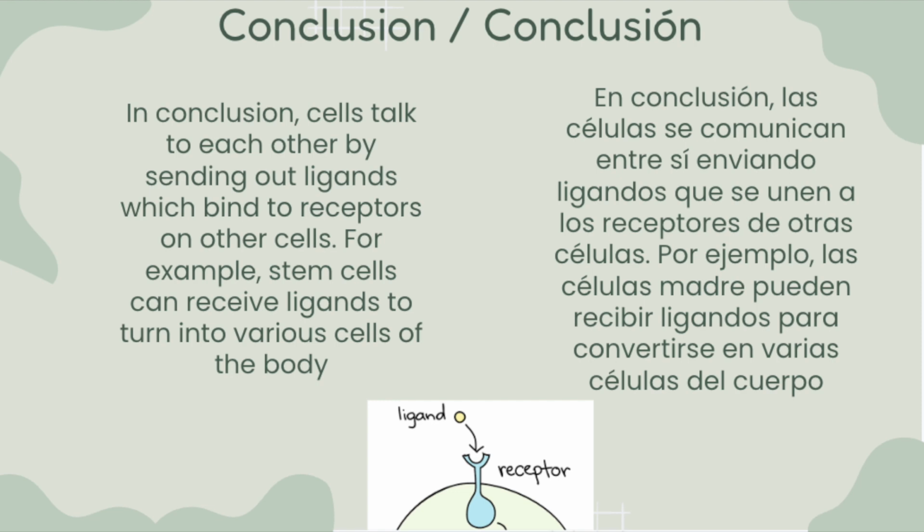In conclusion, cells talk to each other by sending out ligands, which bind to receptors on other cells. For example, stem cells can receive ligands to turn into various cells of the body. I hope you enjoyed watching this video on cell-to-cell communication.